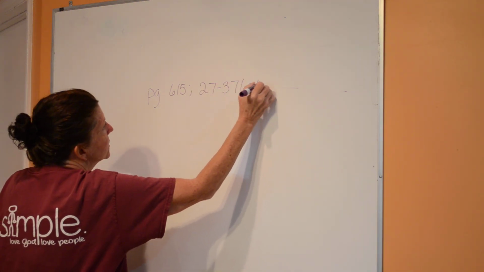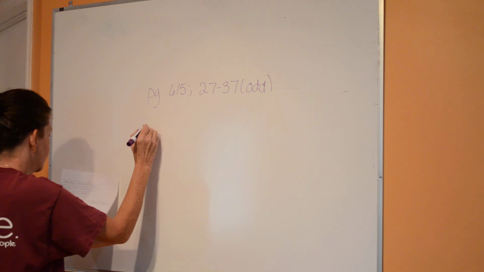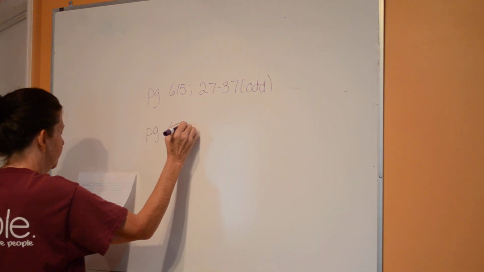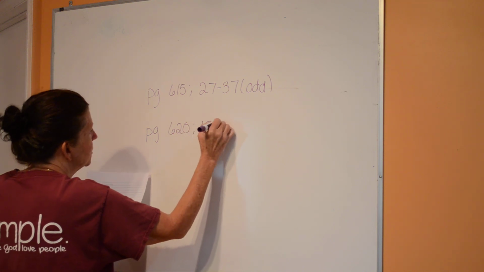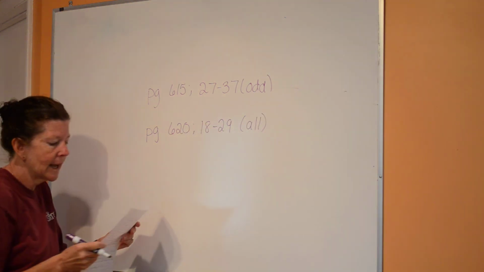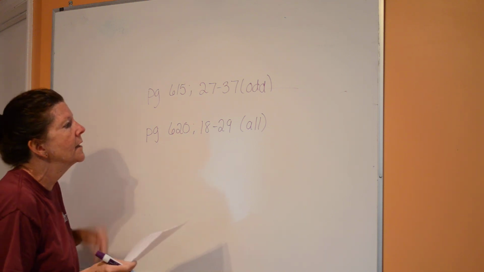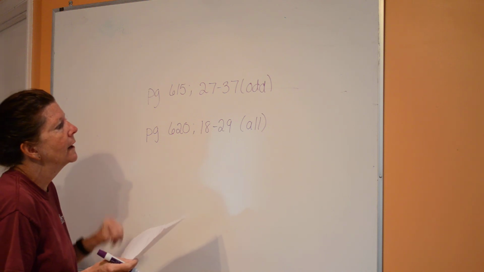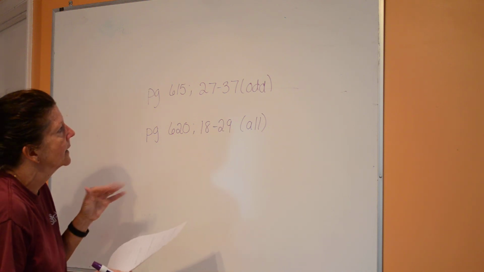Now that's the old stuff. Okay, this is the new stuff. Page 620, 18 through 29, all. Now in the instructions, it asks you about the mantissa and the characteristic. You don't have to worry about that. All you have to worry about is plugging it into your calculator and getting the answer.